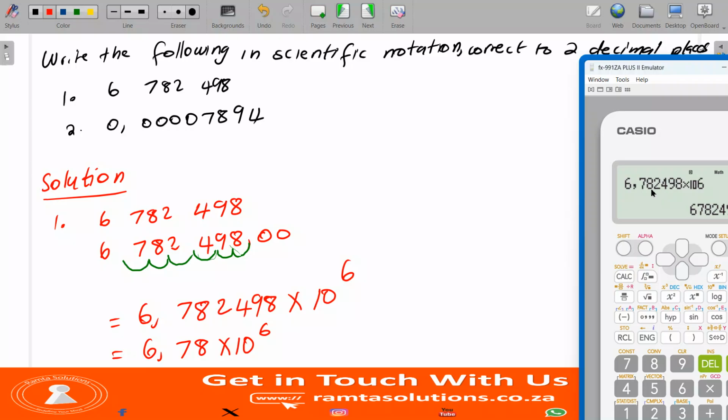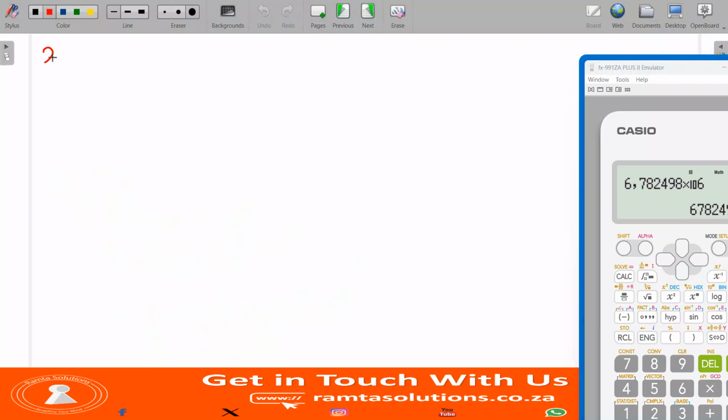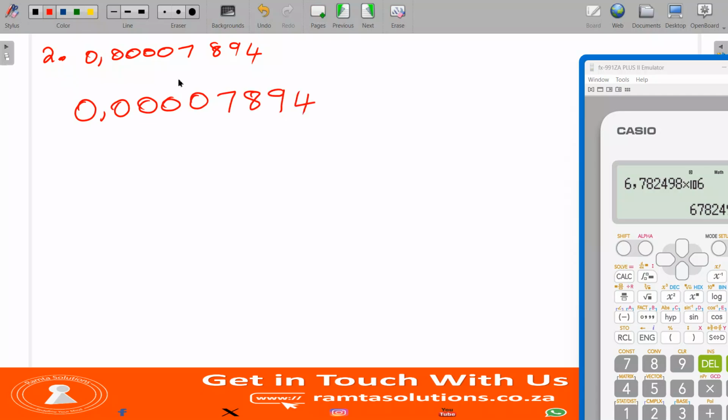All right, now let's try number 2. Number 2 was 0,0007894. So what do we need to do here? We need to move. We are not moving to the left. We're moving to the right. So it means the power will be negative. Let's see. We move.